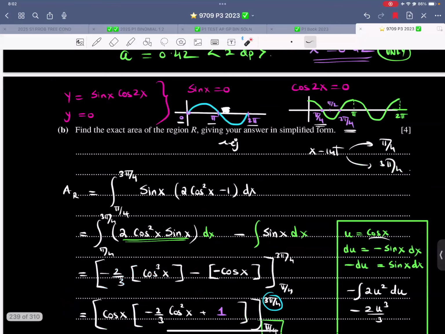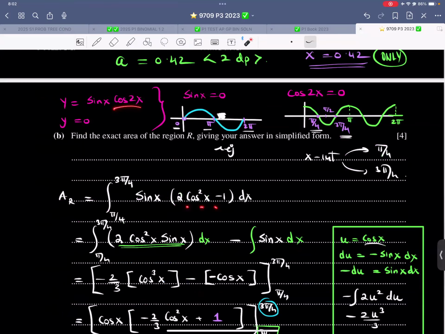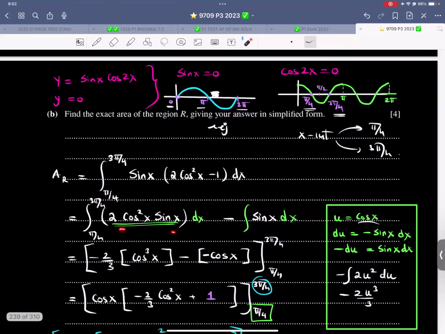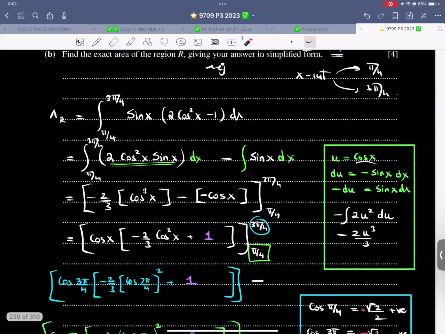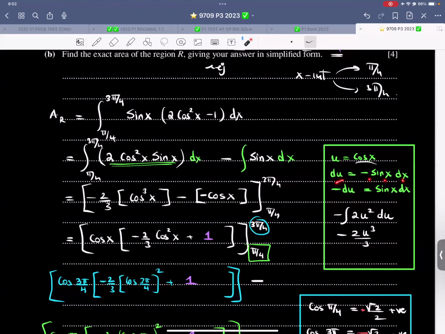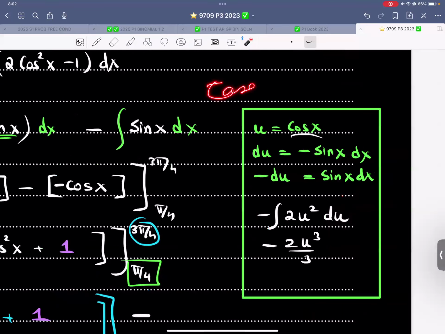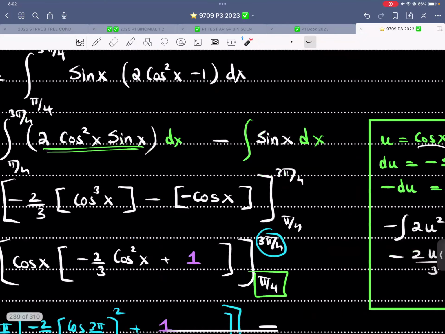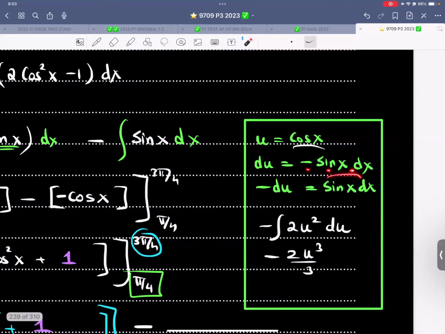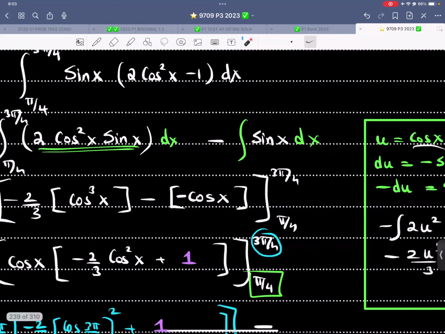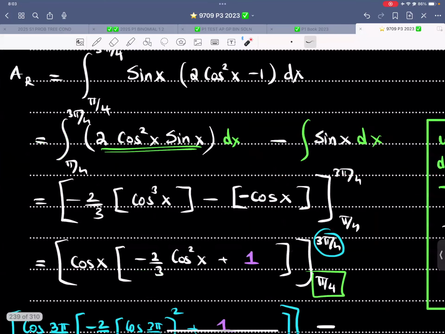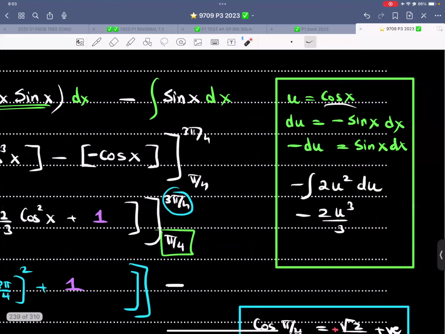Replace cos 2x with 2 cos square x minus 1. Multiply it out. This is direct integration. This is substitution, because u is cos x, du is negative sine x dx. This is trig substitution, case 4. U is cos x, the power is 2. U is cos x, du is negative sine x dx. Therefore, sine x dx is negative du, and I have done the working over here.